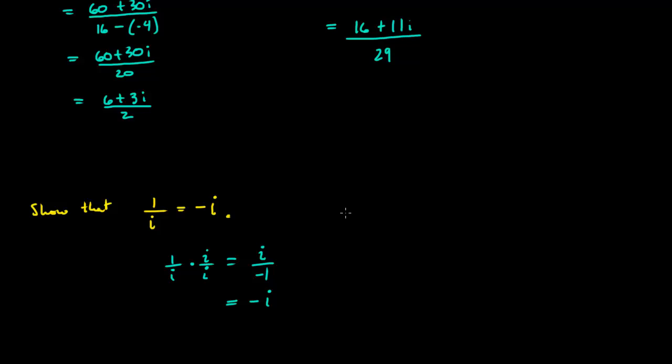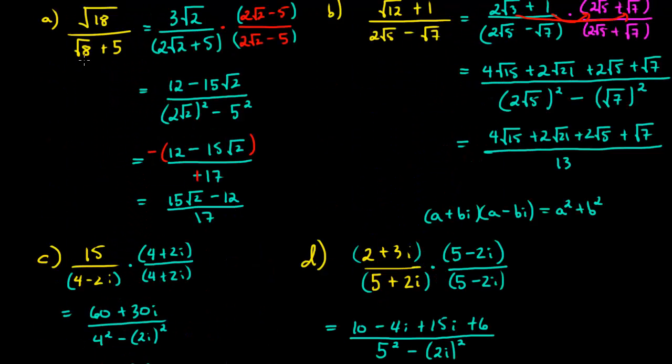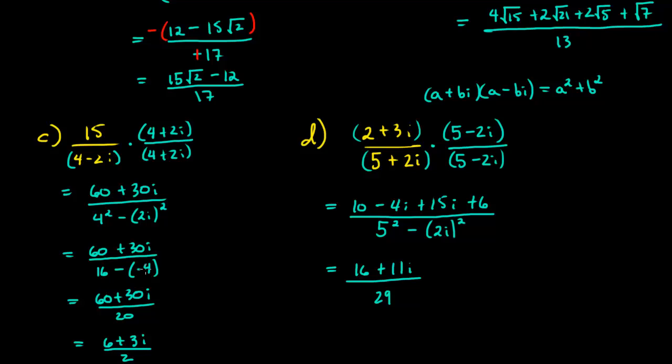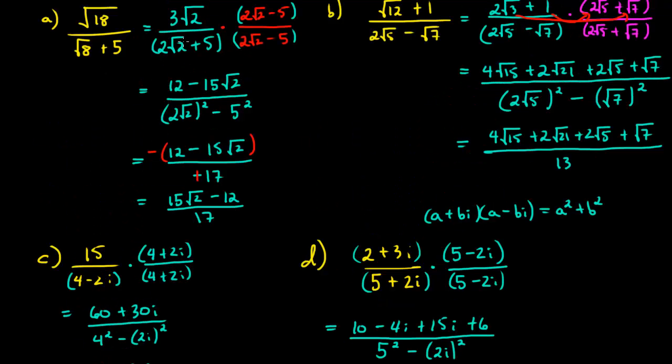So anytime that you're asked to rationalize the denominator, and you've got the denominator written as the sum of two square roots, or you've got an imaginary number in the denominator, try multiplying by the conjugate of the denominator, either the complex conjugate, or you can multiply by the conjugate involving square roots as well. So that concludes this lesson, and we'll see you in the next video.